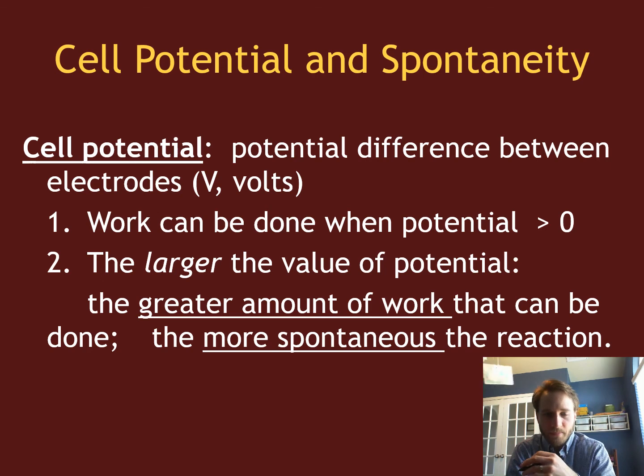And so again, the cell potential is a difference between the potentials of the electrodes. It's measured in volts. If you have a positive cell potential, some amount of work can be done. That's a spontaneous process. And the larger that cell potential, the more spontaneous and the more work that can be done. We're going to talk about the Nernst equation, which relates that cell potential to free energy change in order to have a more quantitative description of this.